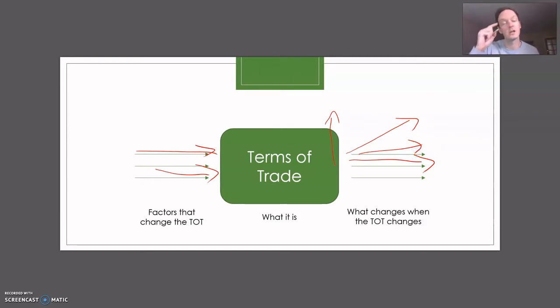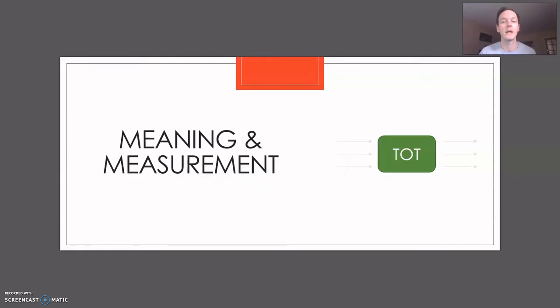So you're going to see there are three main sections. What is the terms of trade? What are the things that affect the change in the terms of trade? And the third one is, when the terms of trade has changed, what is the effect on something else? You're very rarely going to get a question that asks for all three of these. The questions will usually only ask you about one of them. So just make sure when you're answering your questions regarding terms of trade, that you're clear on which one of these three it's actually asking you about. All right, so we're going to start with the meaning and measurement.